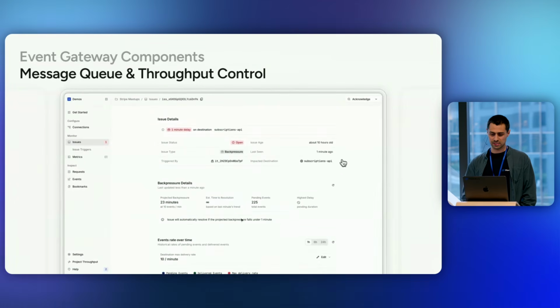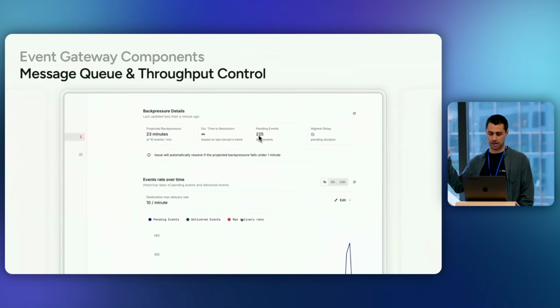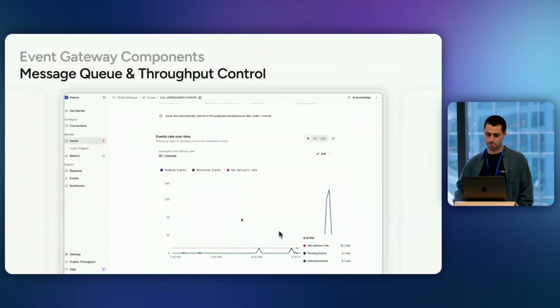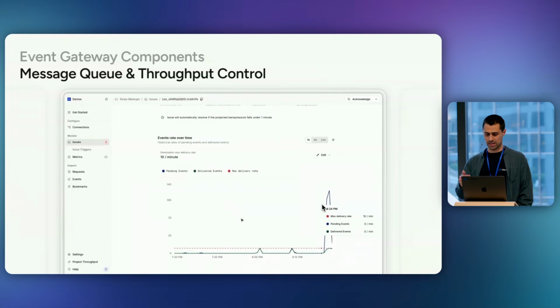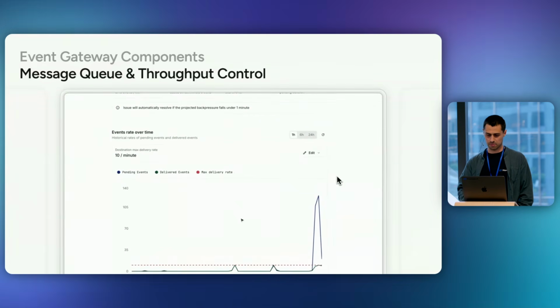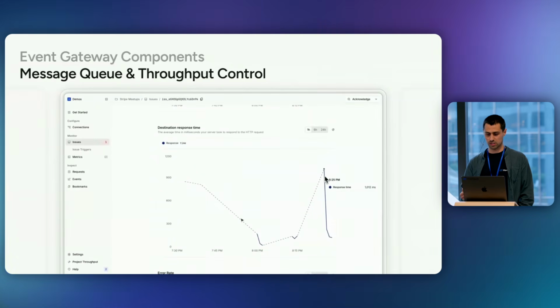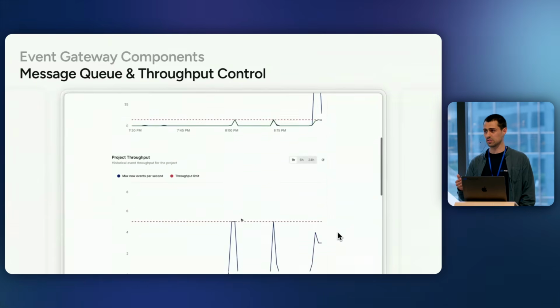When I go inside the issue, I can look at the data associated with it. I can see there's 23 minutes of back pressure that has been accrued, and there's 225 events in the backlog. So what I'll do in this case is check the delivery rate. I can see that everything is behaving as expected. I can see the spike in the chart. I'm going to go check my server response time. I can see my server is actually responding pretty quickly, 100 milliseconds right now. And so I know I have the capacity to scale higher.